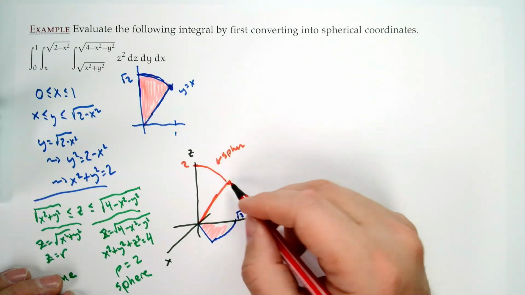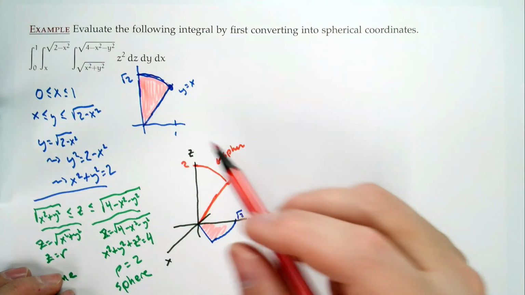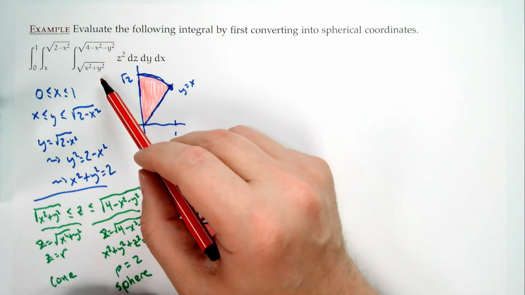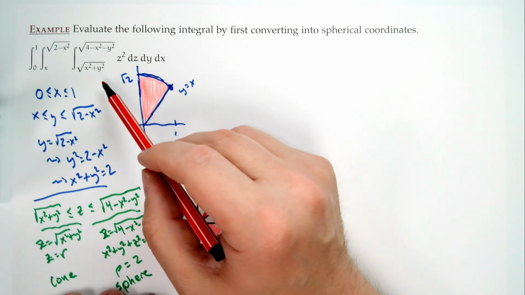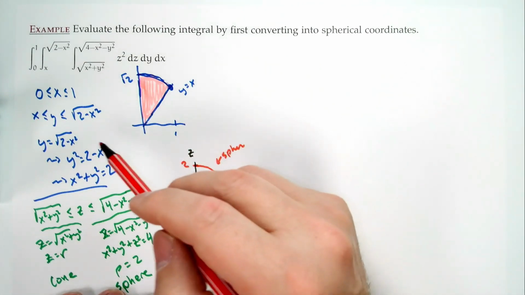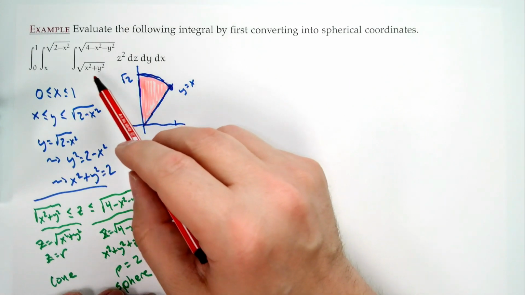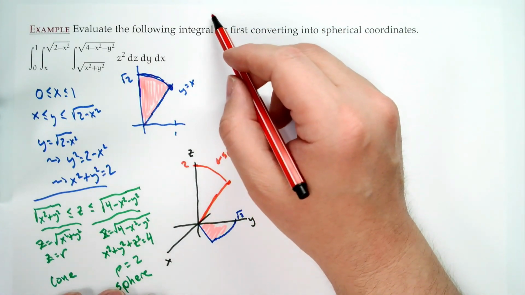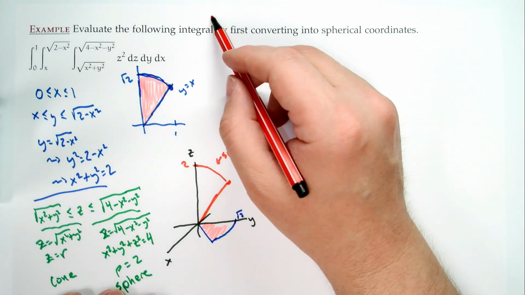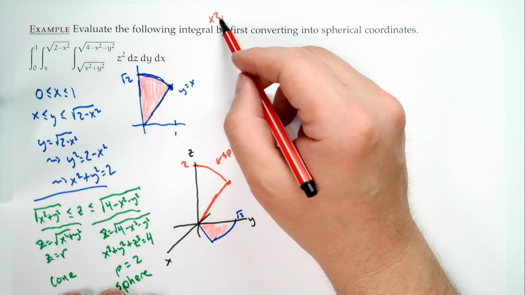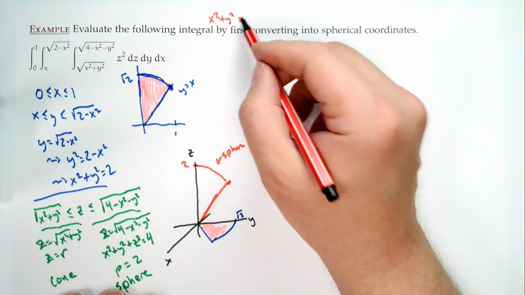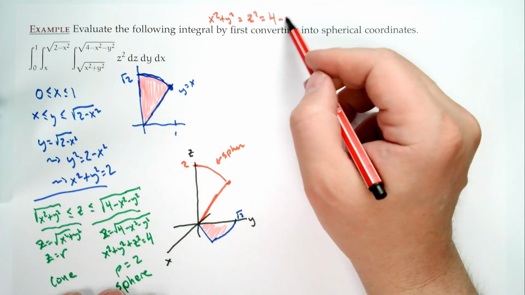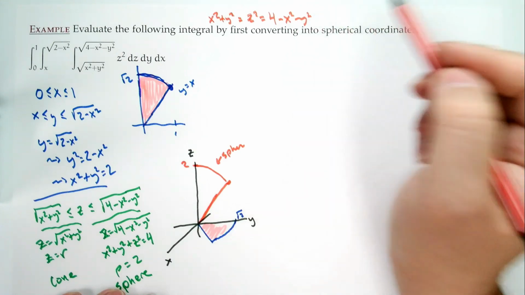And where do they intersect? Well, what has to be true? They're going to intersect when the following is true. Namely, when x squared plus y squared, so let's do some notes up here. The intersection, we have to have that x squared plus y squared would be equal to z squared, which would be equal to 4 minus x squared minus y squared.